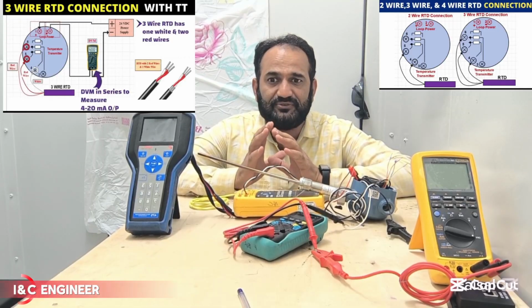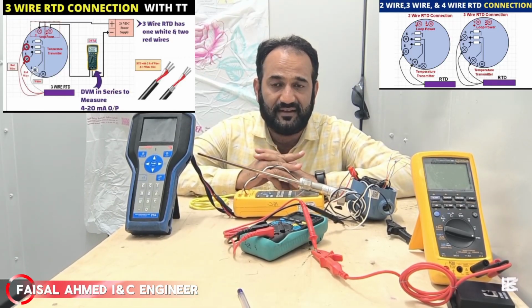3 wire RTD reduces the lead resistance error using the compensation wire.